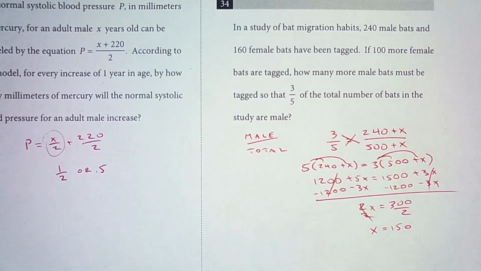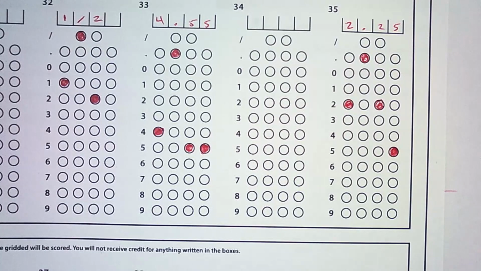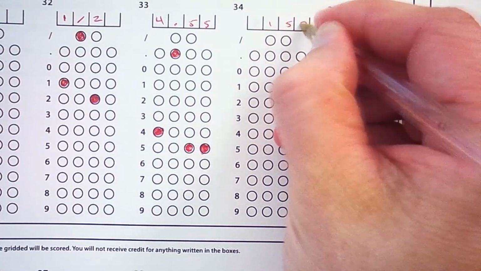So 3/5 of the total number of bats are male. So for number 34 in our grid, we're going to grid 150.